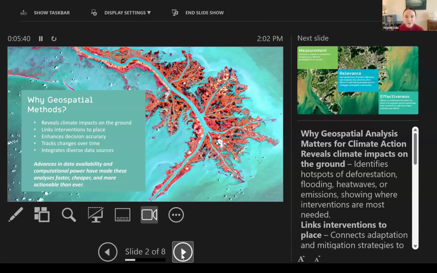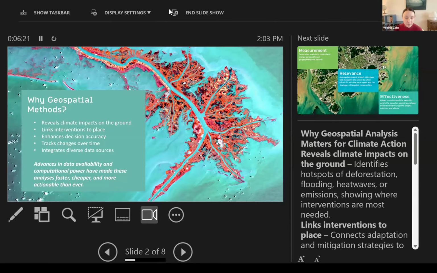So I wanted to start this presentation by motivating this discussion by briefly mentioning some of the reasons why I think geospatial analysis is an important methodology in the context of climate action. First, geospatial analysis helps us reveal climate change on the ground. And by this, I mean that with geospatial analysis, we can identify, for example, hotspots of deforestation, flooding, heat waves, emissions, and so forth, showing where interventions are mostly needed.